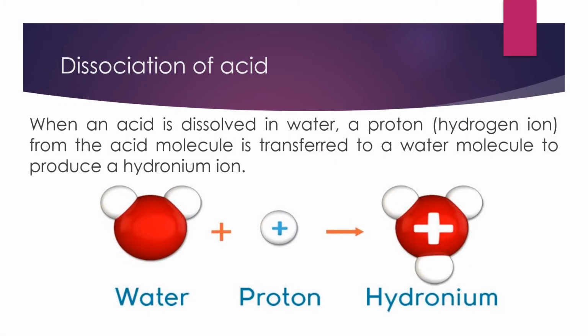What happens when an acid is dissolved in water? When an acid is dissolved in water, a proton, that is hydrogen ion, from the acid molecule is transferred to a water molecule to produce a hydronium ion. This we call as dissociation of acid.